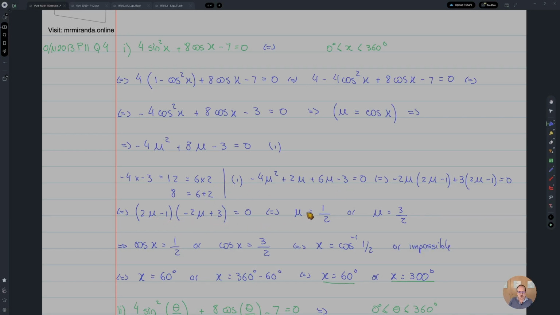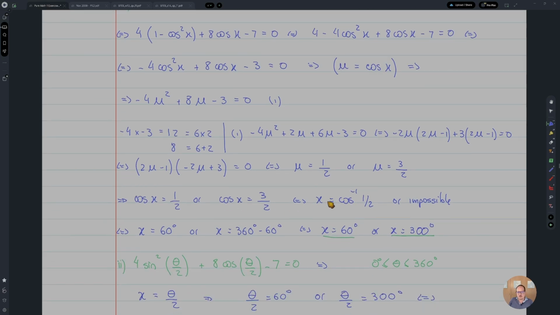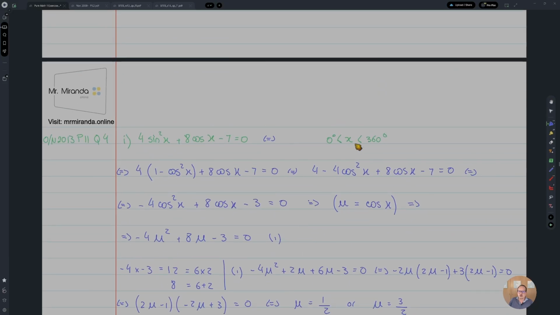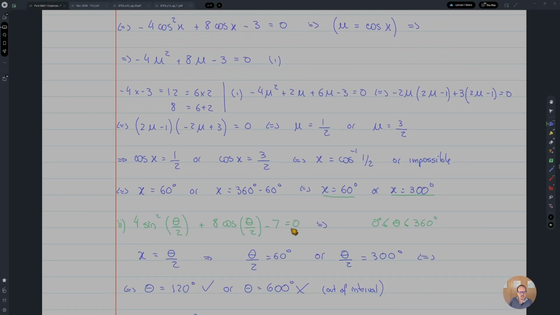I know that eventually I'll get u equals 1/2 or u equals 3/2, but u is cosine of x, so I'll substitute it again. So I will have either x equals cosine inverse of 1/2 or x equals cosine inverse of 3/2. 3/2 is 1.5, so it's bigger than 1, so this one is impossible. In a calculator, this is the result that I get, but the interval is between 0 and 360.